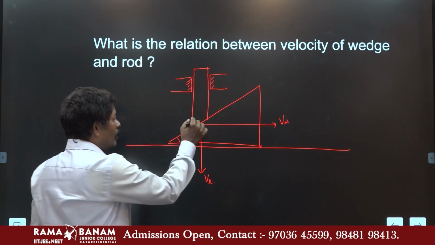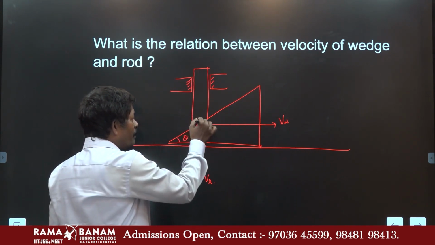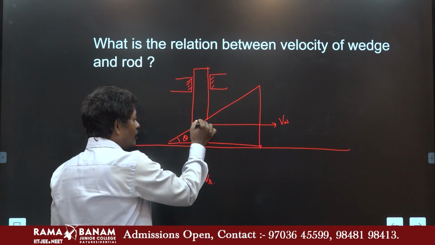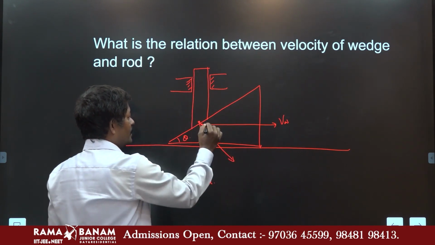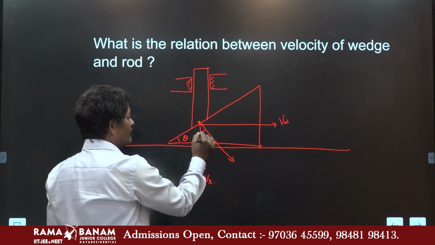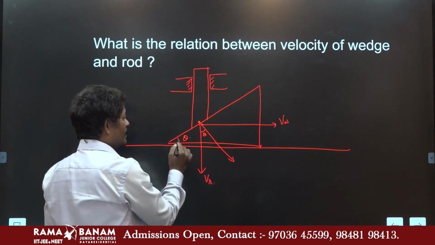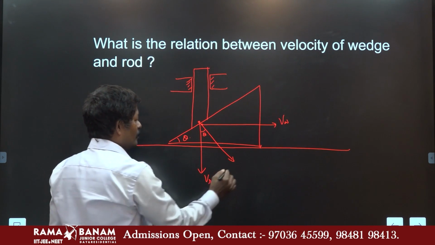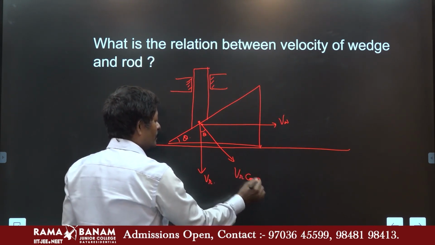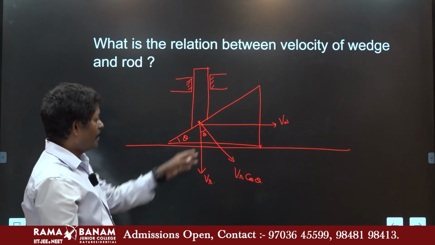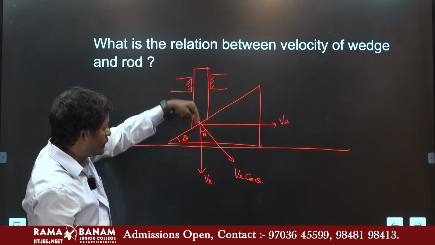Now what is the component of velocity perpendicular to the surface for the rod in this direction? This is theta, 90 minus theta, this will be theta. So this is VR cos theta. Now the velocity of the rod is downward.